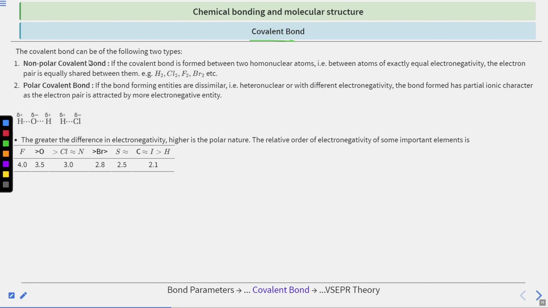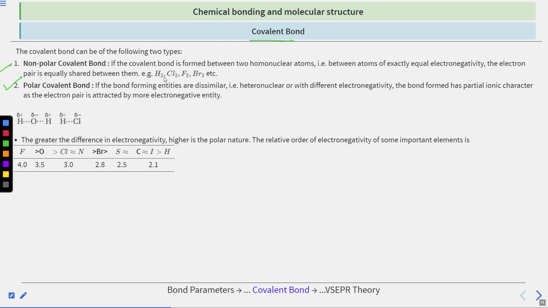Next, covalent bond. The covalent bond can be of the following 2 types: non-polar covalent bond and polar covalent bond. If the covalent bond is formed between 2 homonuclear atoms, that is, between atoms of exactly equal electronegativity, the electron pair is equally shared between them. Examples are H2, Cl2, F2, Br2. They form the bond among themselves, and that means both atoms have exactly equal electronegativity, right? So the electron pair is equally shared between them.